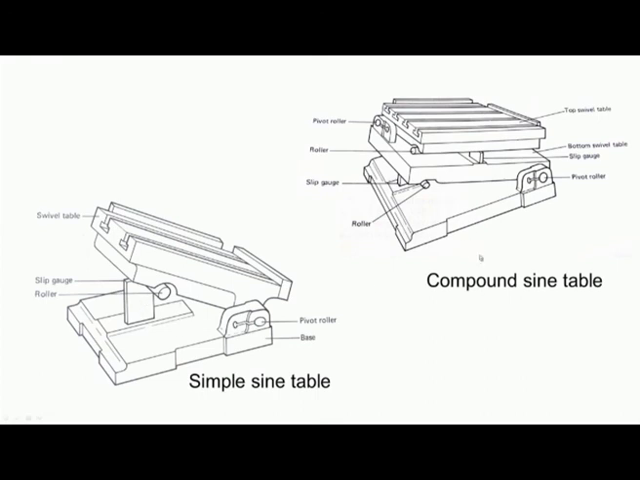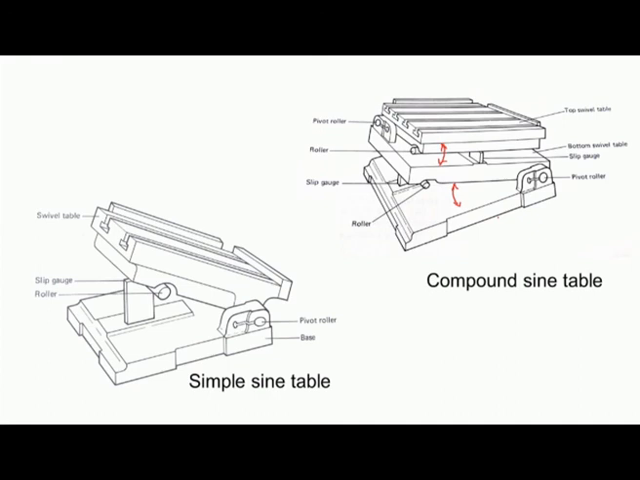And this is the schematic diagram of a compound sine table. We have two plates here. This is one plate which can be tilted in this fashion, and there is another table which can be tilted in this manner. So, we have one pivot for this swiveling table, and this is a pivot for another table. You can see the T slots for mounting the workpieces on the top of the swivel table.